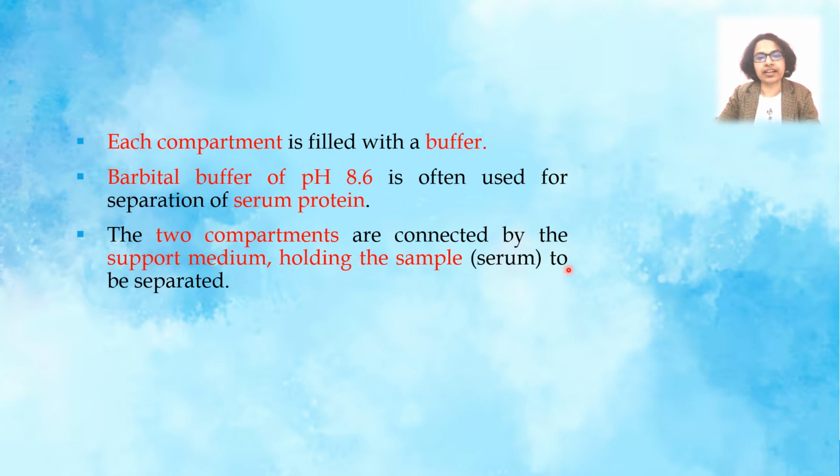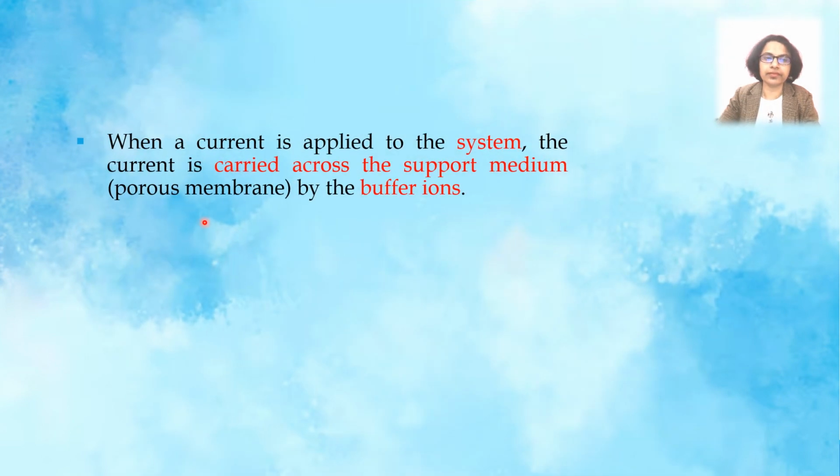The two compartments are connected by the support medium holding the sample, for example serum, to be separated. So here they are telling that the two compartments are connected by a support medium, which holds the sample to be separated. When a current is applied to the system, the current is carried across the support medium, that is like a porous membrane, by the buffer ions. We can repeat once again.